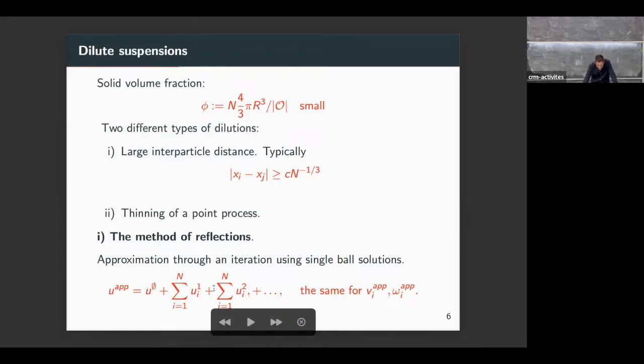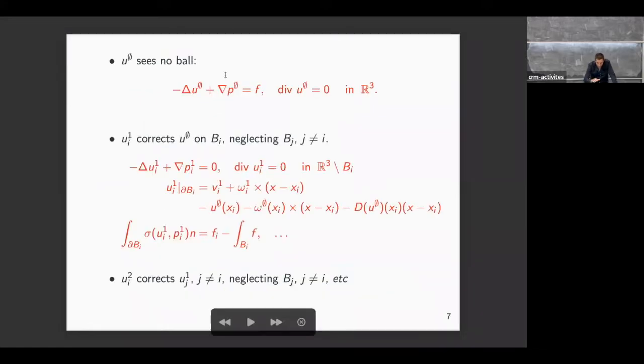You can in this way build some approximation of the fluid velocity, and you can do the same for the particle velocities. You do it in the following way. I'm interested in the fluid velocity, for instance. Of course, as a start, I will take the solution where there is no ball. So this is my U naught here. But doing so, of course, I cheated because there are balls. So there is a mistake that is made on the balls B_i, the particles B_i.